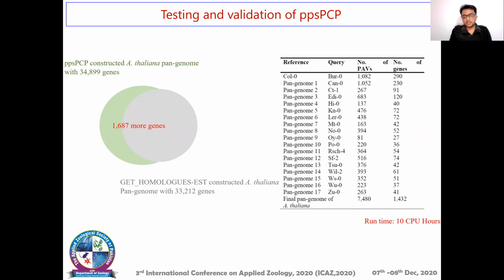We developed the pan-genome and tested it with multiple plant genomes. As our main focus was on plants, we tested first with plants. In a paper published recently in Nature Biotechnology, the authors developed a pan-genome for 18 Arabidopsis ecotypes. We used the same data to develop the pan-genome with our pipeline, and our results were better. Our method developed a pan-genome with more than 1600 genes, and in very little time. It takes only 10 CPU hours.